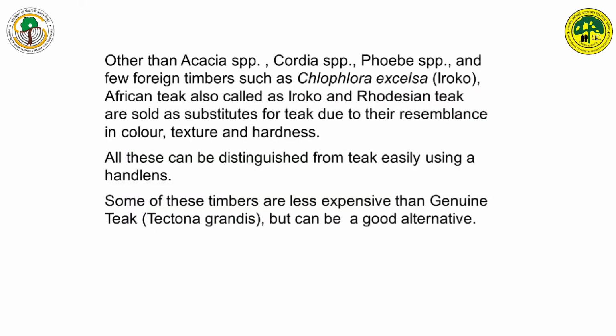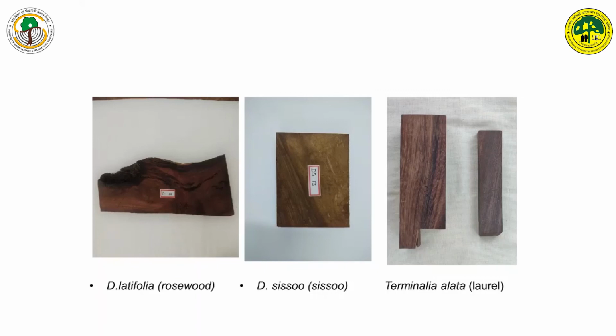Other than acacia species, Gmelina species, Phoebe, and a few foreign timbers such as Chlorophora excelsa, African teak, which is called iroko, and Rhodesian teak are also sold as substitutes to teak due to their resemblance in color, texture, and hardness. All these can be distinguished from teak easily using a hand lens. Some of these timbers are less expensive than the genuine teak, that is Tectona grandis, but can be a good alternative also. Next is Dalbergia latifolia, Dalbergia sissoo, and Terminalia alata.